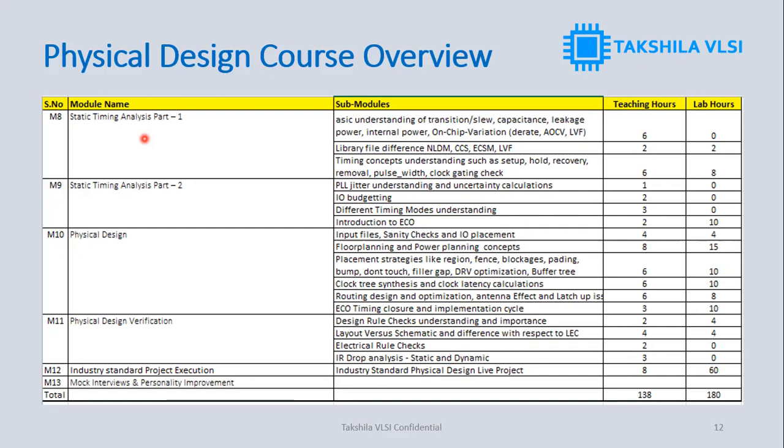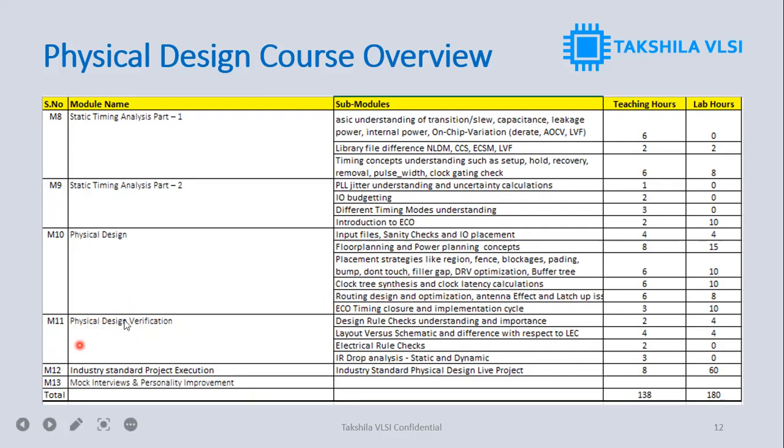Okay, next module, physical design module. In that, what are the input files? What are the sanity checks? So once we load the design, we need to do some sanity checks. Fine. Next, IO placement, input and output port placement. After that, the complete flow in physical design like floor planning, power planning, placement, CTS, and routing.